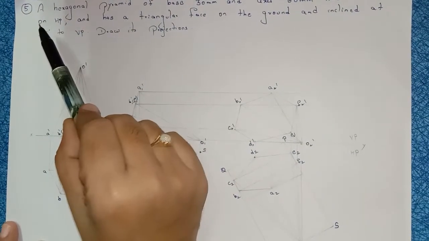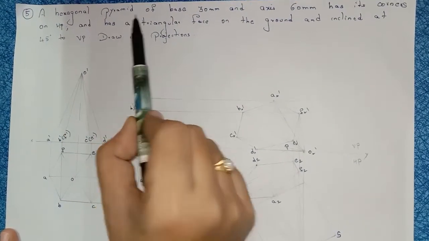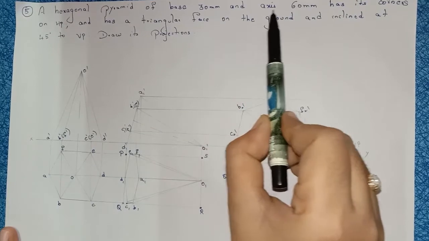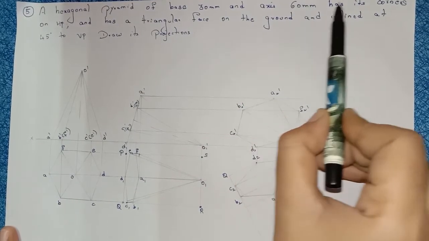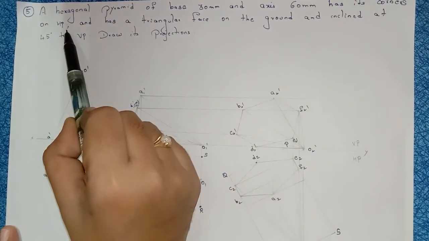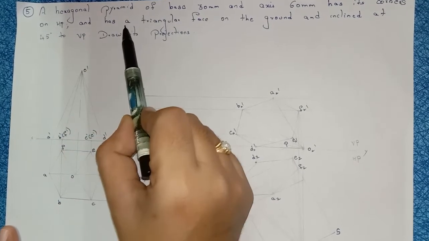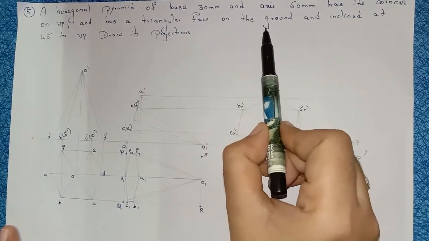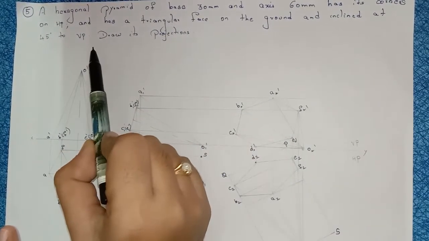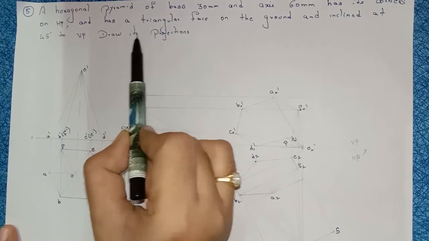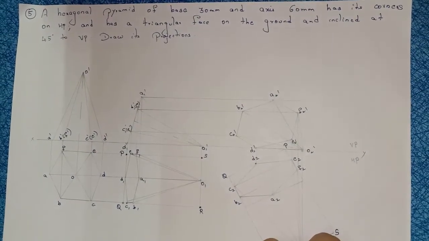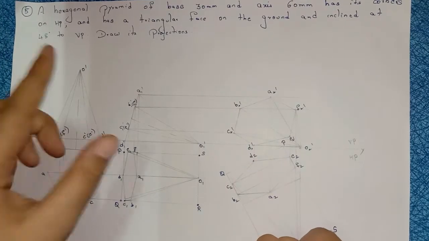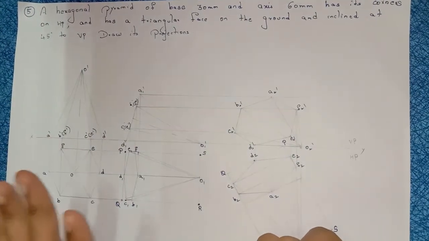The question is: a hexagonal pyramid of base 30 mm and axis 60 mm has its corners on HP and has a triangular face on the ground and inclined at 45 degrees to VP. Draw its projections. After reading the question, please remember 4 points.